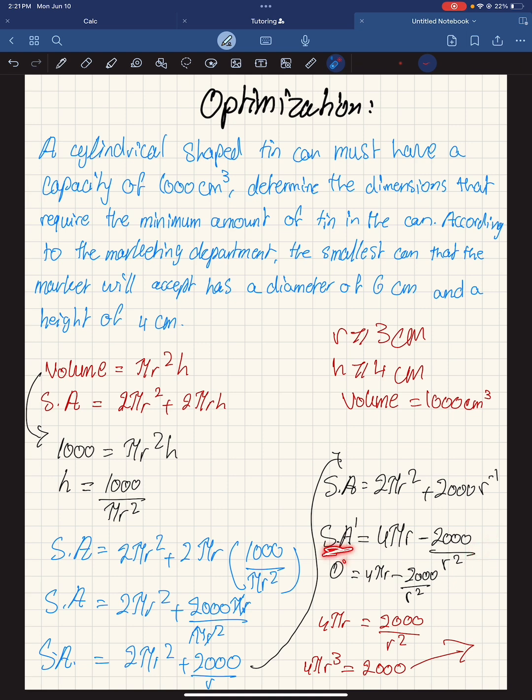Now the next step would be for us to solve for 0 to get the minimum. Once we do that, we just bring this to the other side, and we have 4 pi r equals 2000 by r squared. Then using cross multiplication, we know that 4 pi r times r squared is going to be equal to 2000 times 1. And that's what we're left with. 4 pi r cubed equals 2000.